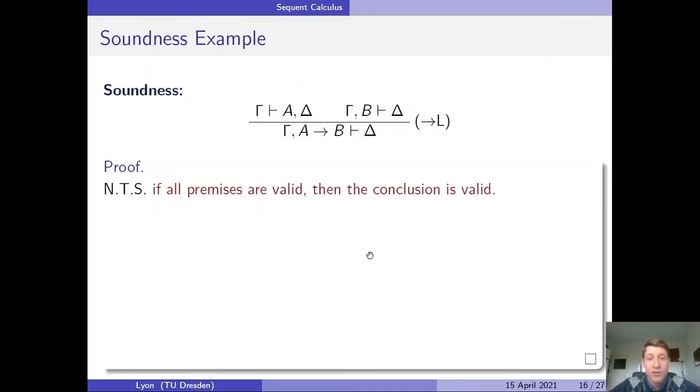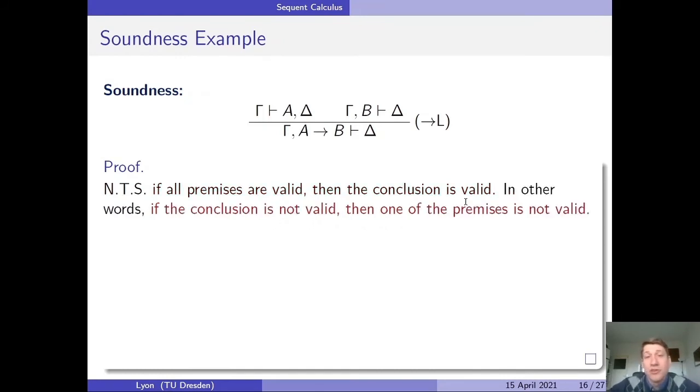Well, now let's show that the implication left rule is sound. In other words, it preserves validity. And the method of proof that I'm going to demonstrate to you here can be used for the other inference rules as well. For example, implication right, or the weakening left rule. So if we want to show that this rule is sound, what do we want to show? We need to show, that's what NTS stands for, that if all of the premises are valid, then the conclusion is valid.